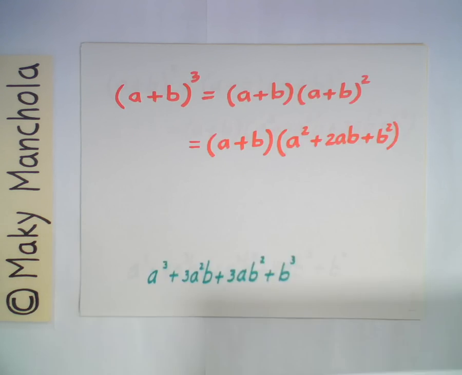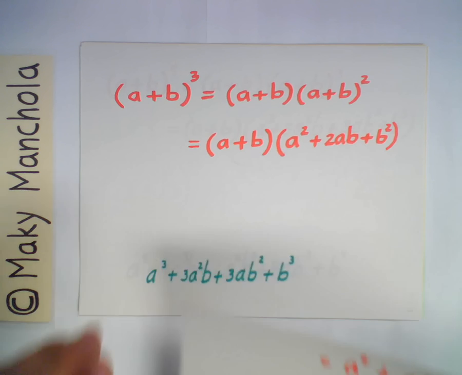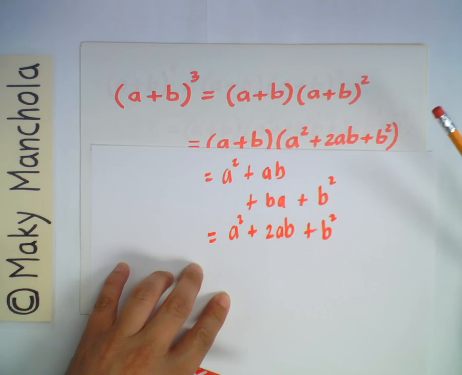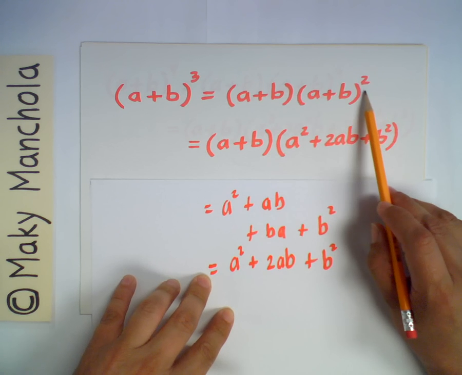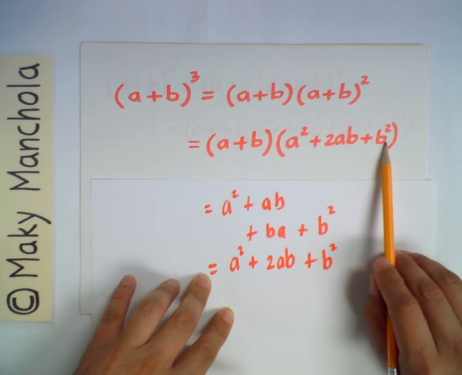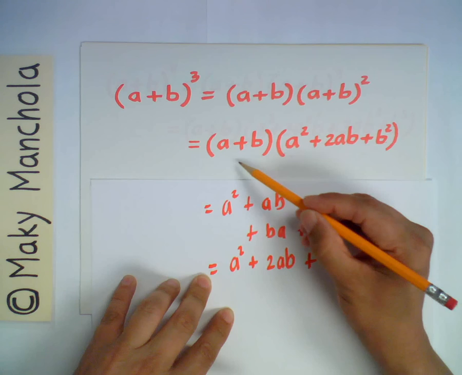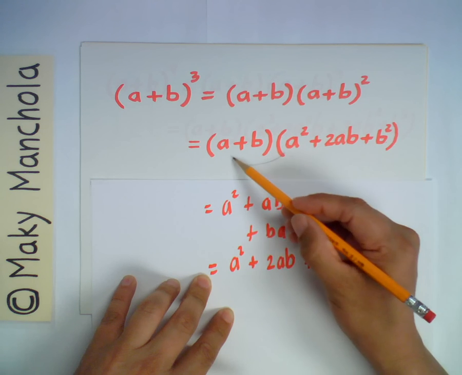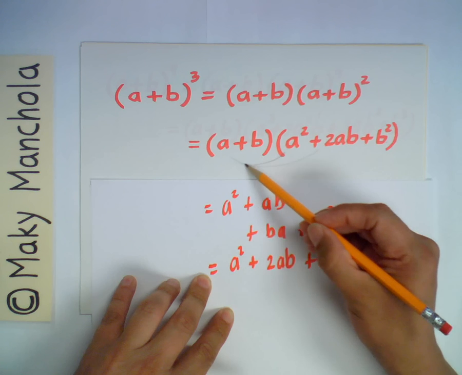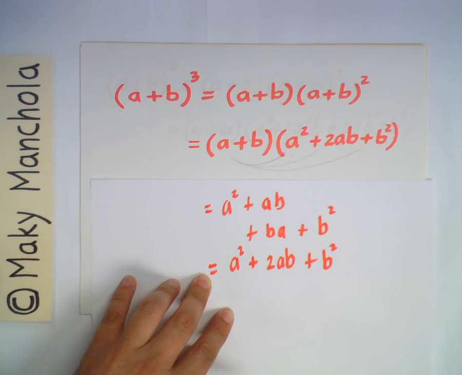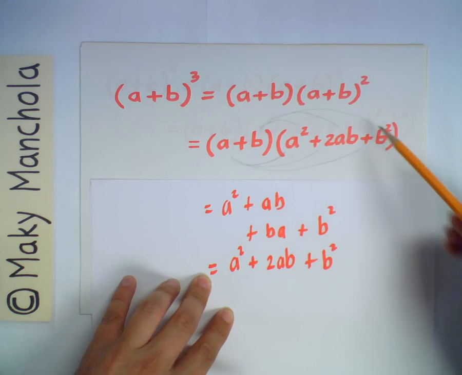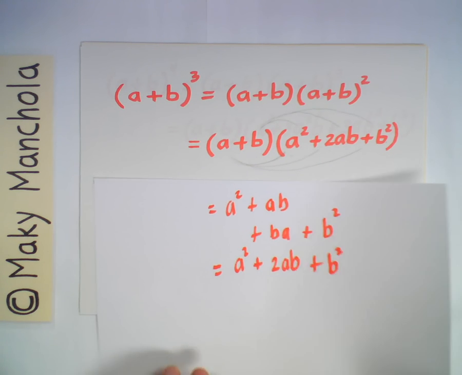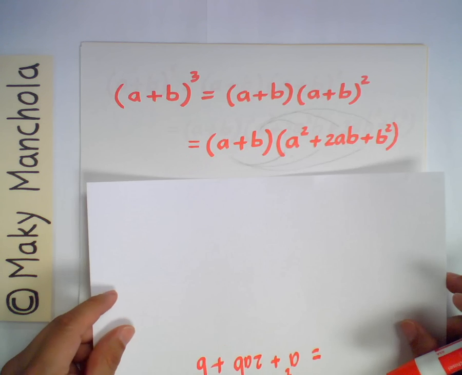What about (a + b) to the third? Well, we can split it up as (a + b) times (a + b) squared, and then we recall that (a + b) squared is a squared plus 2ab plus b squared. Then we distribute, so we get a times a squared, a times 2ab, a times b squared, and then b times a squared, b times 2ab, and b times b squared. What results from that? Carefully work this out.